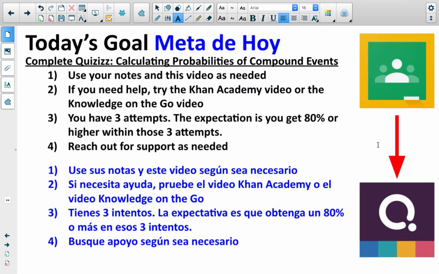And then today's goal, knock out that Quizizz. It is labeled Calculating Probabilities of Compound Events. Once you're done with that, and hopefully you've already finished everything through the week, you're done for the week. Make sure you look at your tracker to make sure you're actually done for the week. And then you only have your next work on Monday.